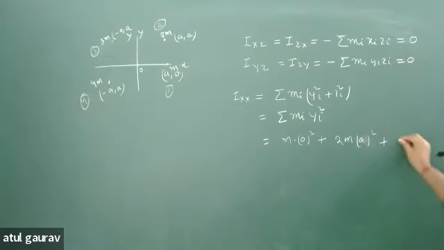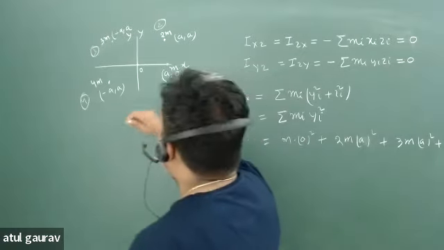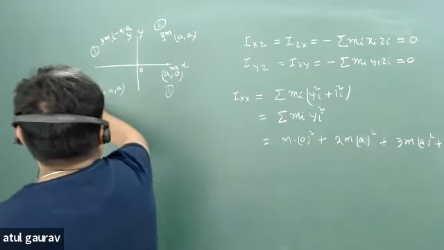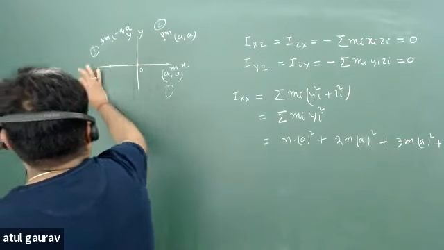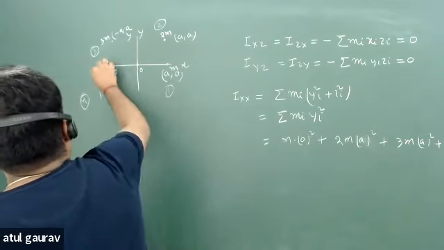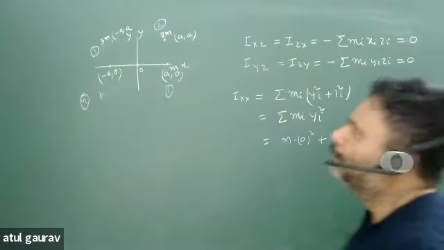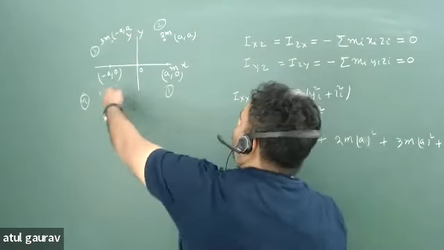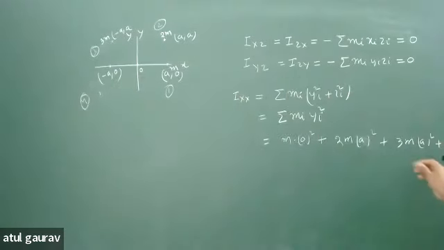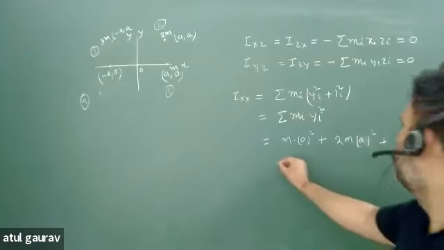Plus the second one, 2m into a square, isn't it? Third one, 3m into a square. And what about the fourth one? Sorry, this is minus a and 0. Keep it here because things should be a little bit well organized. Don't worry. So this will be minus 3a square, isn't it? What will be the next one? 4m into 0 square. So what is this value?